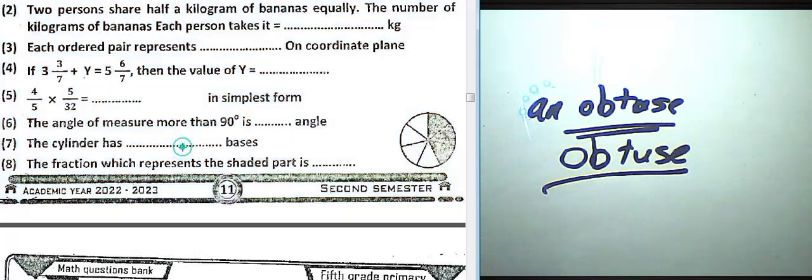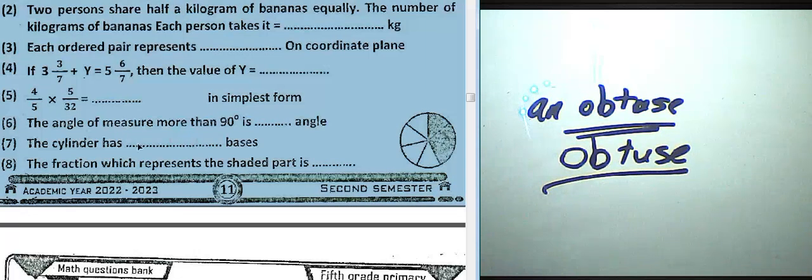The cylinder has 2 bases, right? 2 here, 2 bases. The fraction which represents the shaded part here: 1, 2, 3 over how many parts? 1, 2, 3, 4, 5, 6, 7. 3 over 7. It's a fraction, because we can write the number of shaded parts divided by the number of all parts.